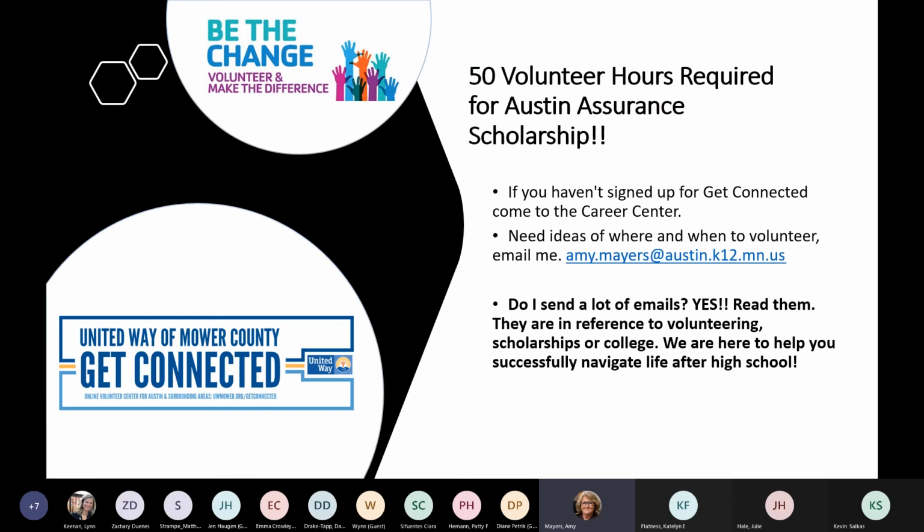Okay, volunteer hours. This has been kind of a challenge. One of the problems that I find most often is that when students go into Get Connected, which is a United Way website that helps you keep track of volunteer hours, students will forget the password that they used when they signed up. Please, please, please do not use a personal email account, because we don't know what personal email account students have. You have to use your Austin High School email, or we will not find those hours.